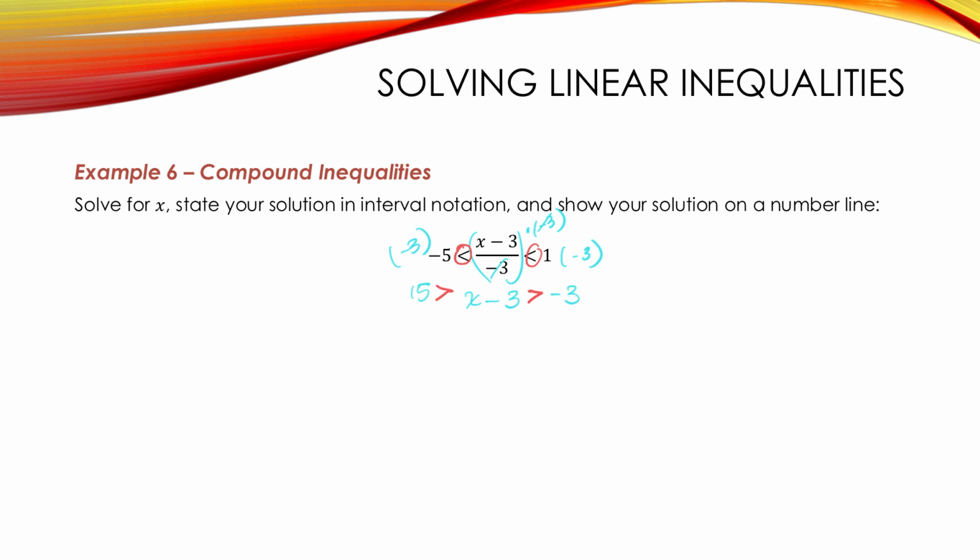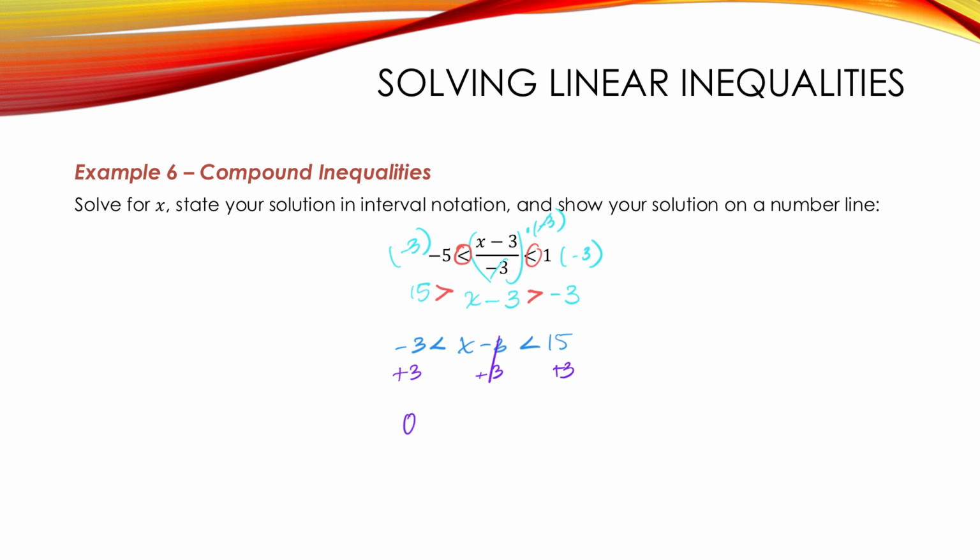The beautiful thing about inequalities is right now I'm saying 15 is greater than x minus 3, which is greater than negative 3. I can also take the entire inequality and flip it around to rewrite it as negative 3 is less than x minus 3, which is less than 15. That is equivalent to reading from right to left. Negative 3 is less than x minus 3, which is also less than 15. And now this looks similar to the way that we've always seen compound inequalities. So from here we solve for x by adding 3 to all three sides.